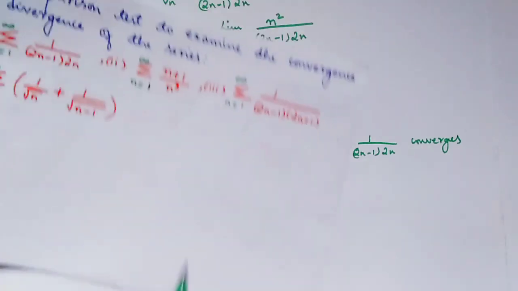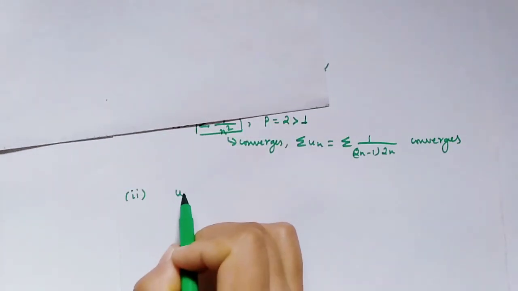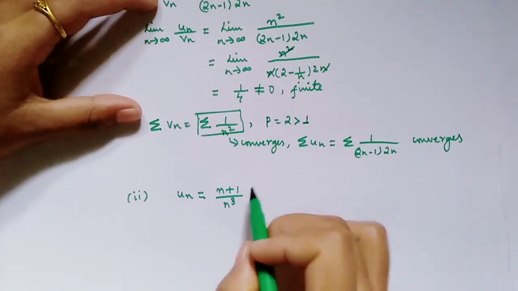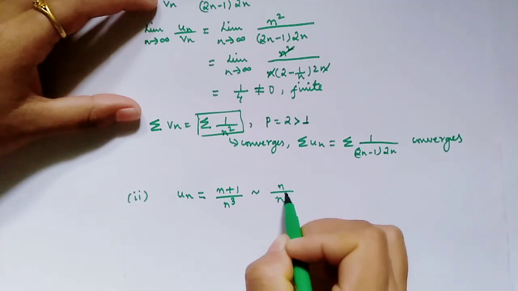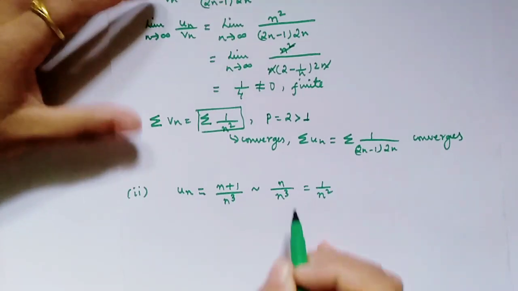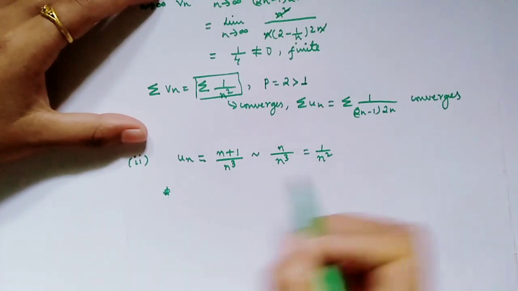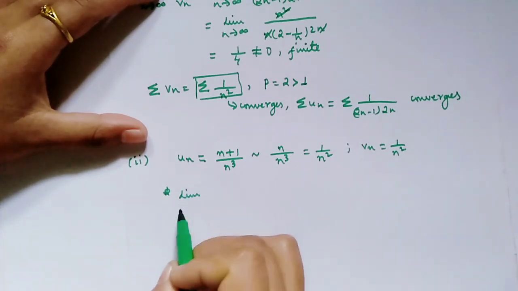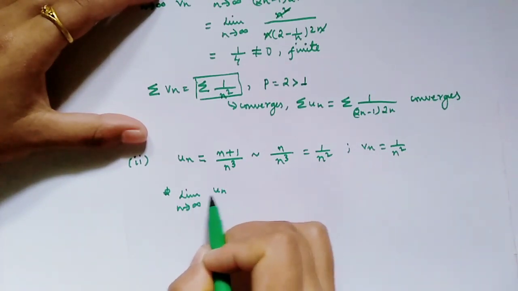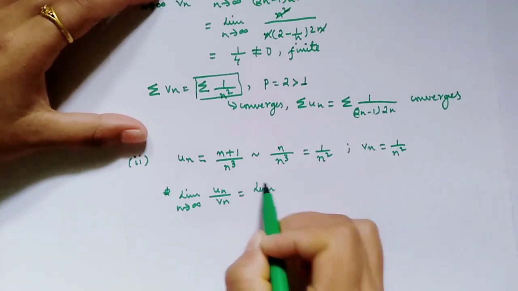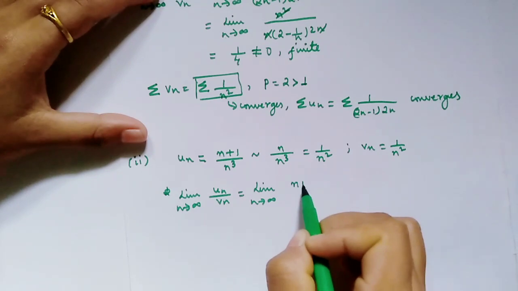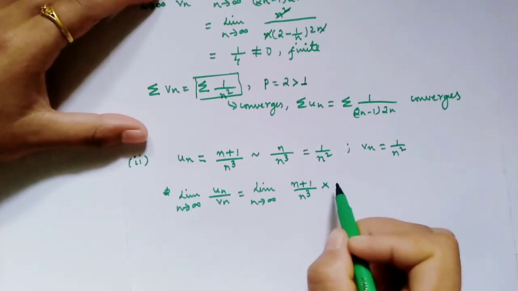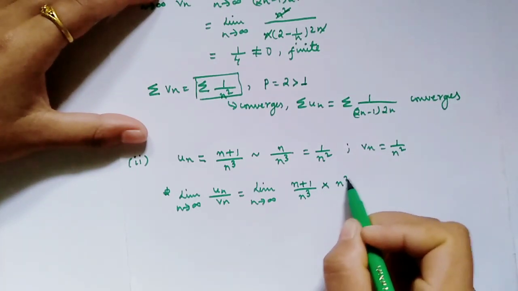From the second one, what is un? Un is (n plus 1) by n cube. Okay, this one is nearly the same as n upon n cube, which is equal to 1 upon n square. So find vn first. It is 1 upon n square. Now take the limit n tends to infinity, un by vn. What is un? (n plus 1) by n cube. Divide by vn, that means by 1 upon n square. So when it comes to the numerator, it comes as n square.